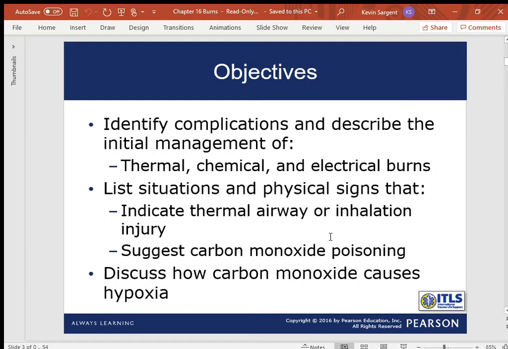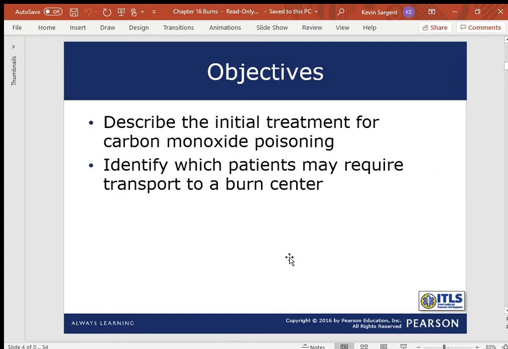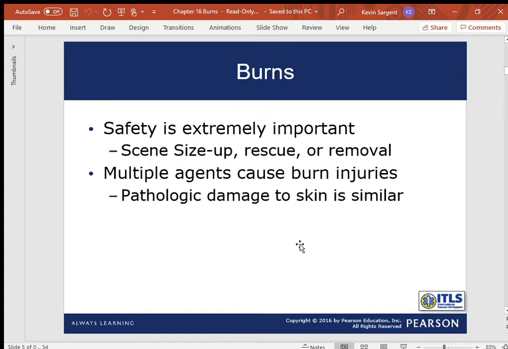So we'll talk about all the different types of burns there are. We'll talk about carbon monoxide and how it causes hypoxia. Remember, carbon monoxide binds to the hemoglobin with the same affinity as oxygen. Therefore, pulse oximetry is very inaccurate. You can have a 100% reading on a severely hypoxic patient. So don't get too hung up with that pulse oximetry reading.